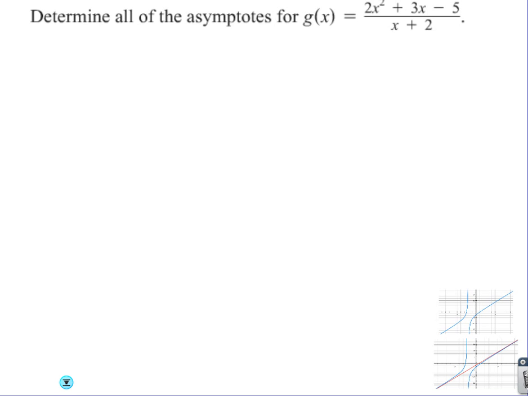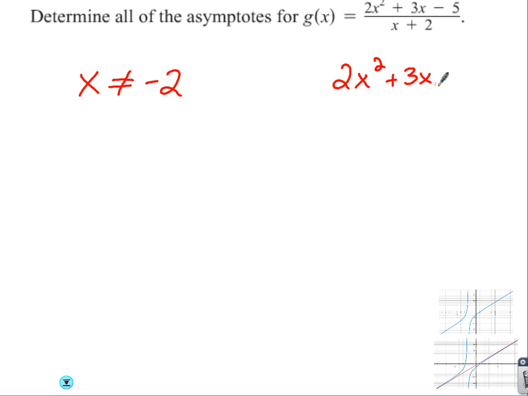Vertical asymptotes, let's see, what can x not equal? X can't be negative 2. So the question is, is it a hole or is it a vertical asymptote? If it is a hole, then x plus 2 would have to be a factor of the top as well. So let's try to factor the top. It'll be good review for us.